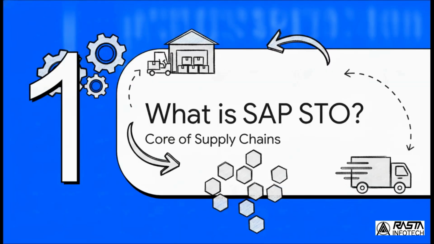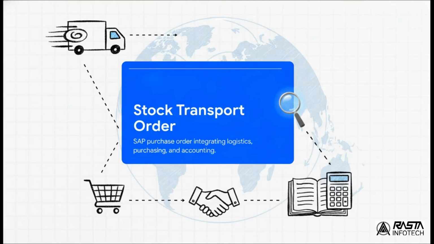Section 1, what is SAP STO? Defining the core of digital supply chains. So basically, a stock transport order is a highly specialized purchase order in SAP that's used to transfer materials between your plants. The absolutely crucial thing to wrap your head around here is that it seamlessly integrates logistics, purchasing, and accounting all into one unified move. This isn't just some simple, basic warehouse movement command. Not at all. It's a highly integrated, incredibly powerful tool that's designed specifically for enterprise-level visibility.